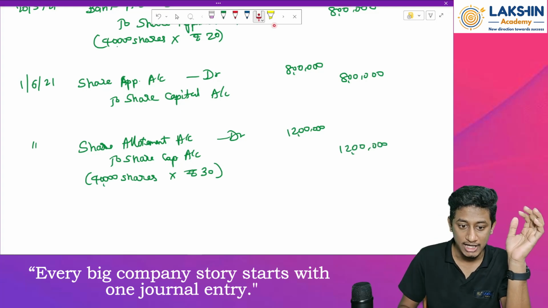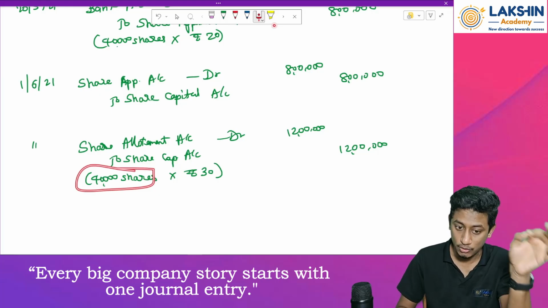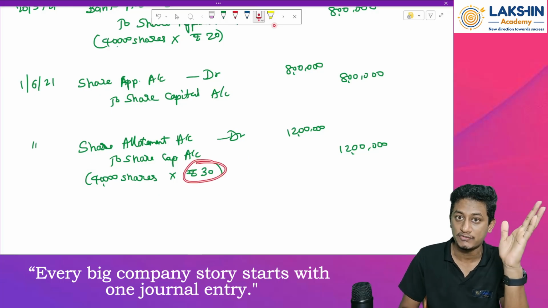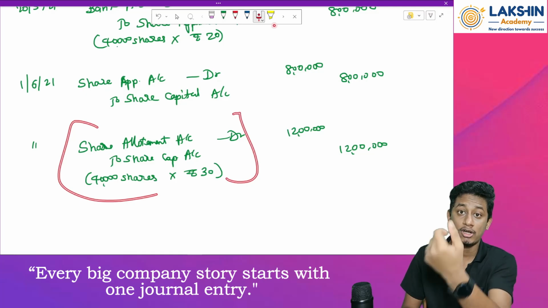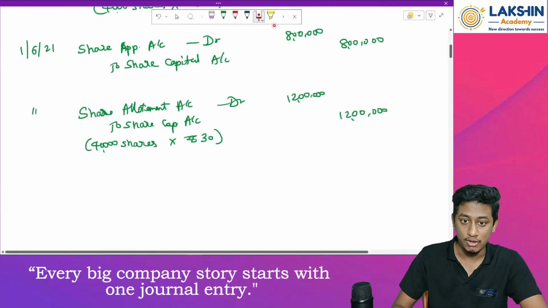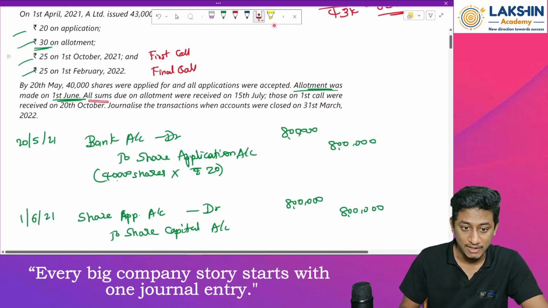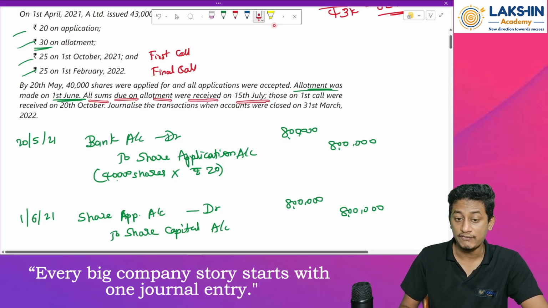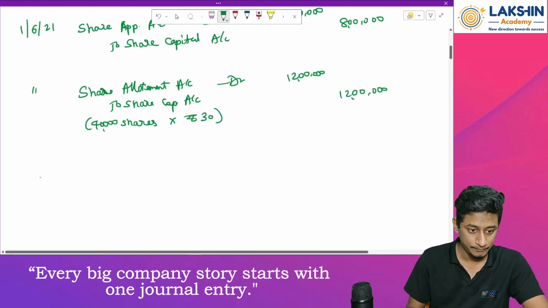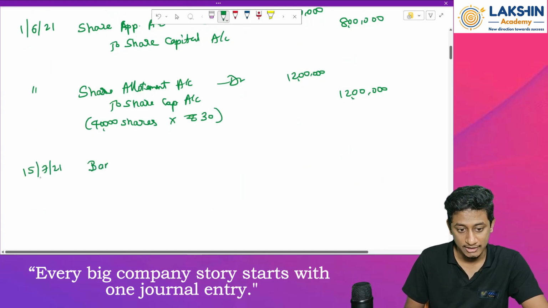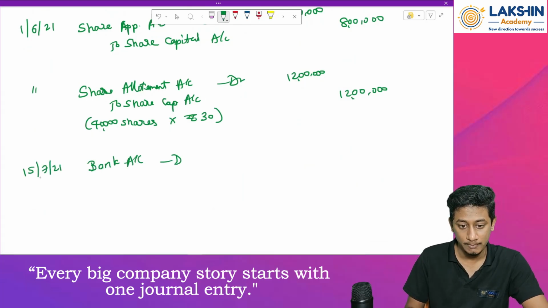Now I know how many shares are already subscribed. So I know that the people will pay me 30 rupees for the allotment. Because of that, I am passing this entry ahead of the receipt of payment. Right? So now, when was the amount received for allotment? All the sums due on allotment were received on 15th of July. So now, on 15th of July 2021, what do I receive? I receive money in the bank account. So bank account debited to share allotment account.